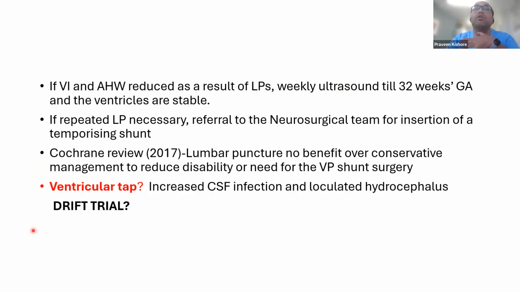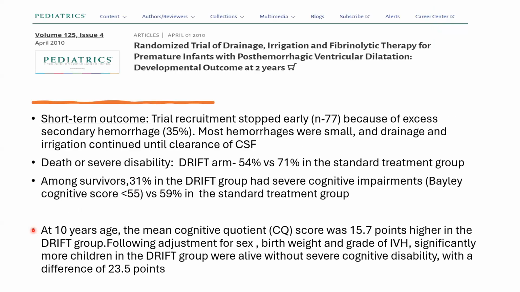There are a few alternative approaches. So has anyone heard of the DRIFT trial? Yes, you mentioned in your last session. Okay, so this is the DRIFT trial. This was largely done by the neurosurgical and neonatal teams. Started at Bristol, but a few other units were involved as well.